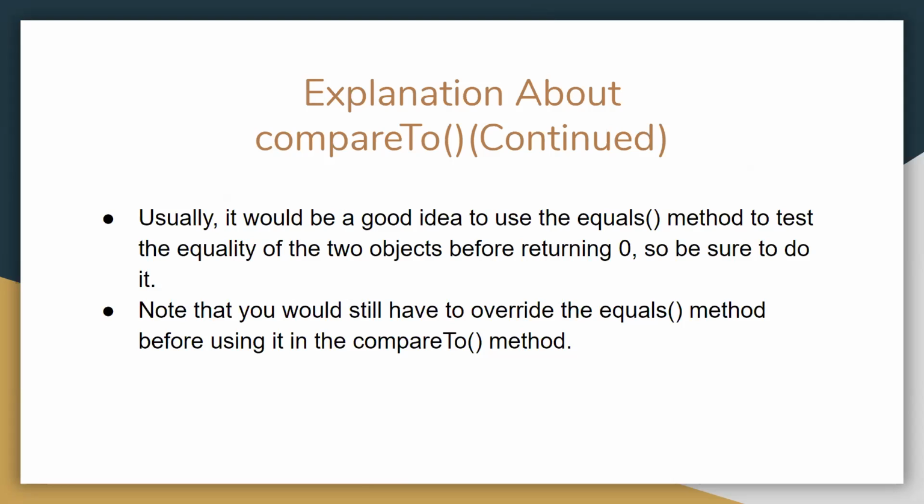You don't have to do it. Usually that return 0 at the end would function pretty well, but it just works better if you do it. So like I said, you'd have to override the equals method before using it in the comparative method.